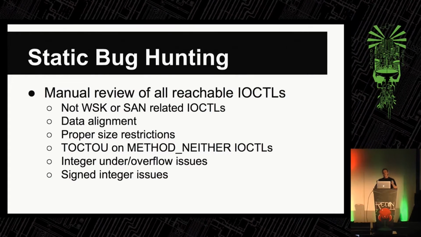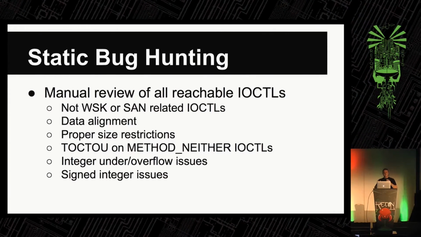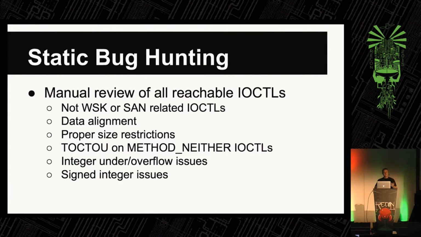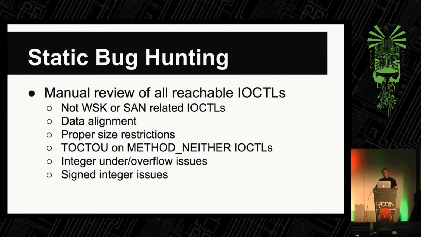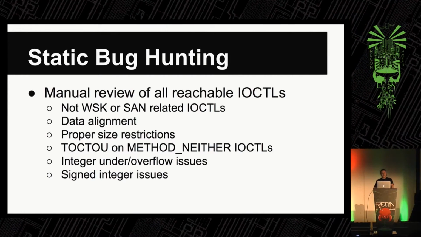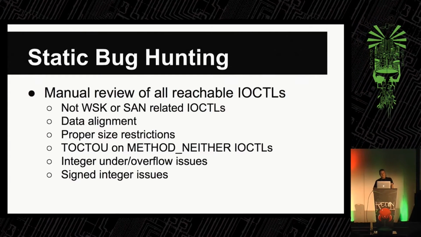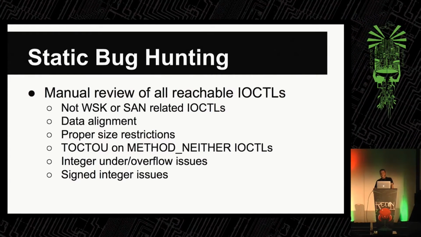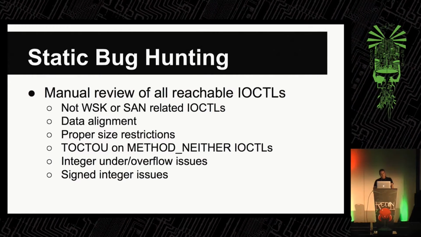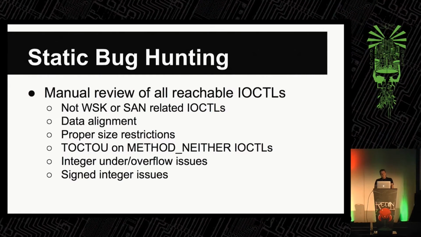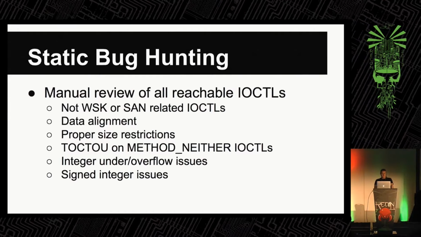So with METHOD_NEITHER, the I/O manager doesn't copy any of your data. You get pointers directly to user mode. And this is sort of the reason why you have a lot of bugs in Win32k.sys, is because many of those ioctls are also METHOD_NEITHER, and you can get into time-of-check, time-of-use bugs very quickly. So I manually checked for these as well, along with integer issues.